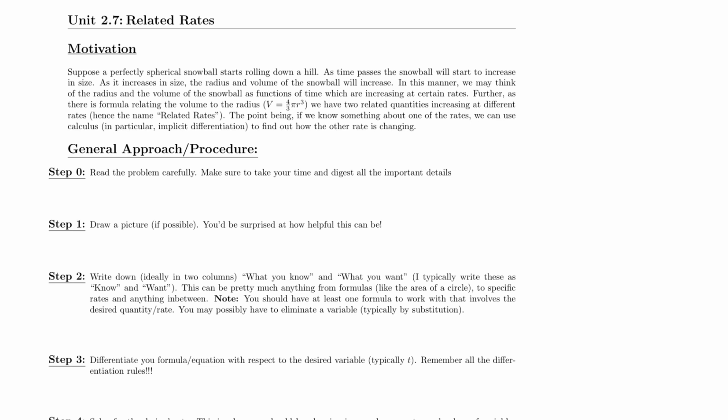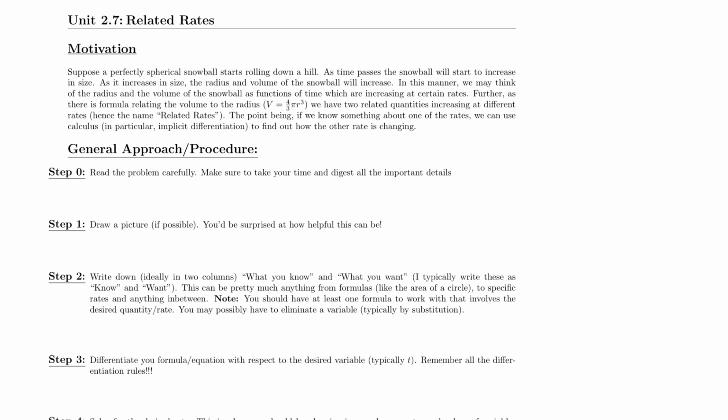We can go ahead and get started talking about related rates. So there's two big sections in calculus that are word problem sections. Related rates is the first big word problem section, and the next big word problem section is optimization, which we get into pretty soon in Unit 3, I believe.